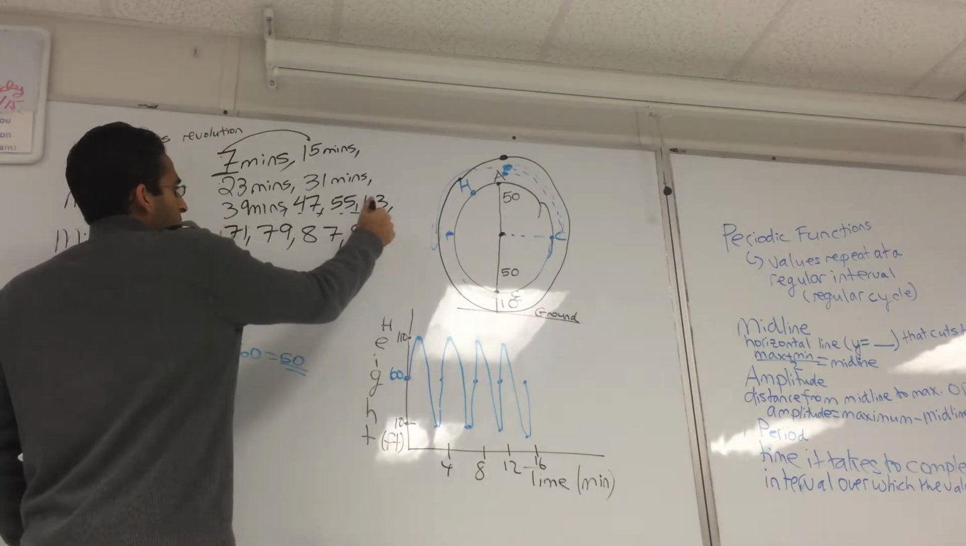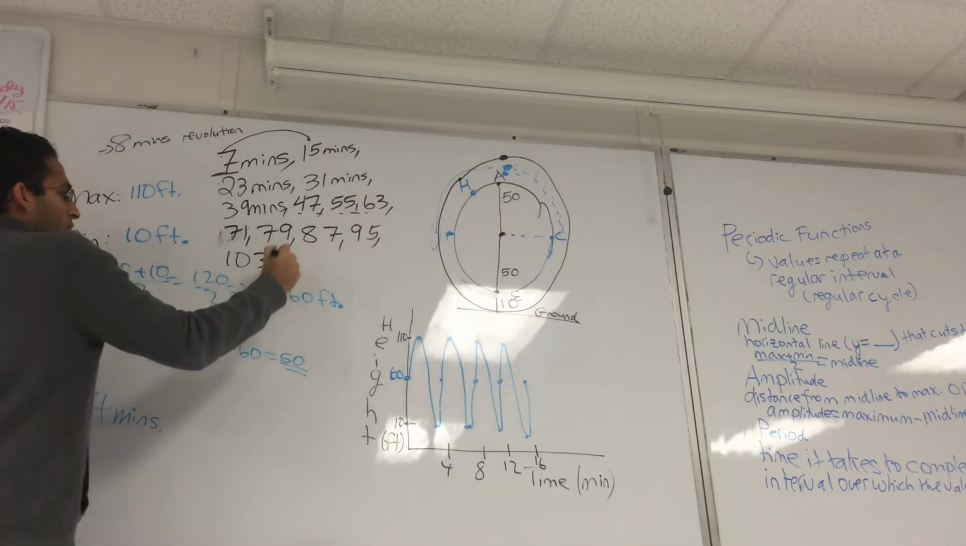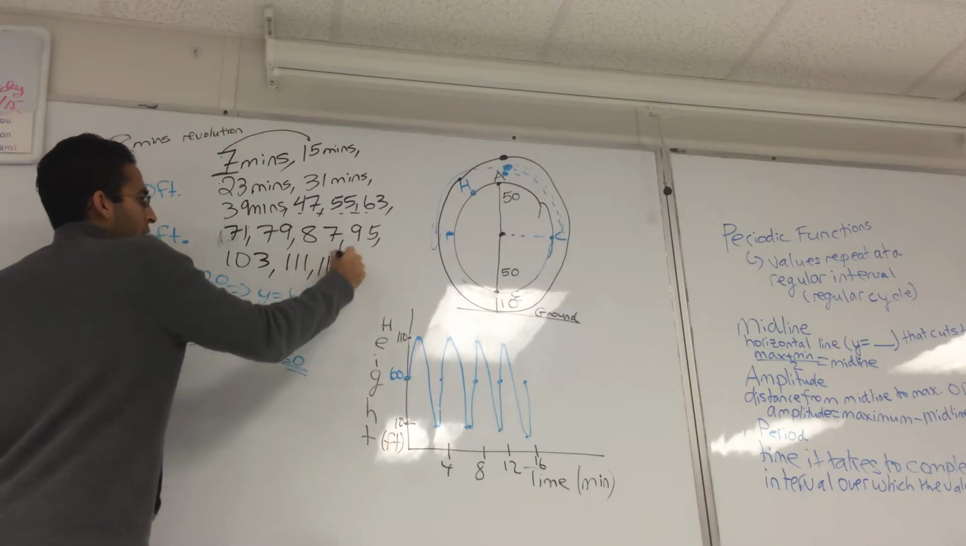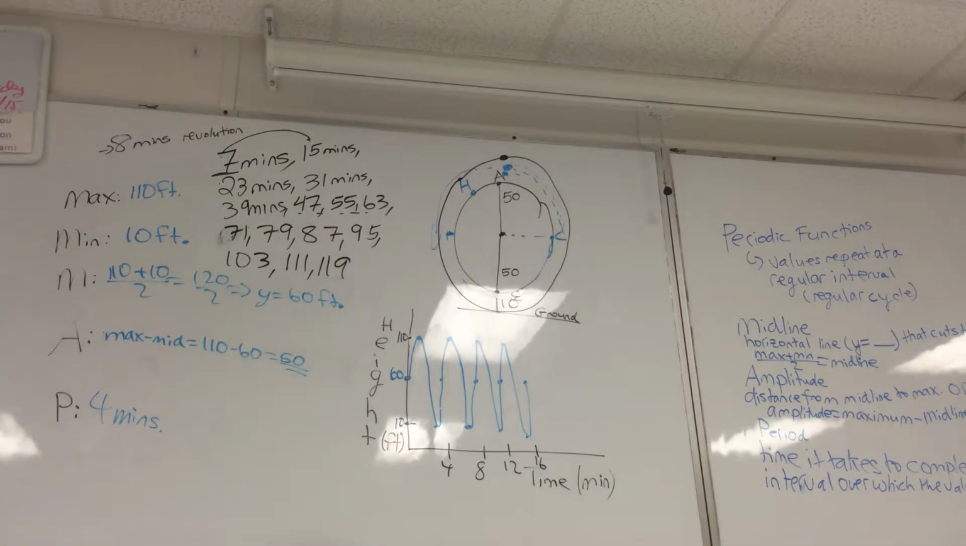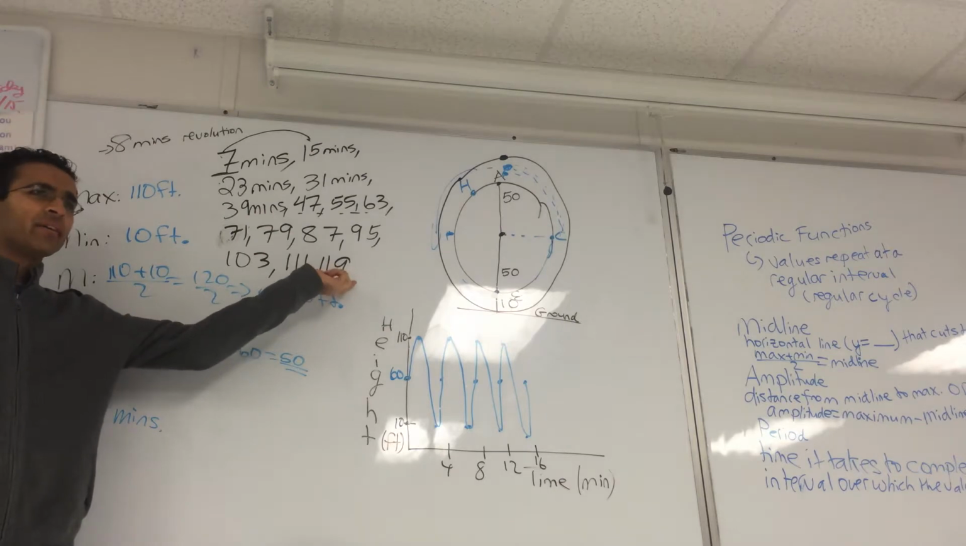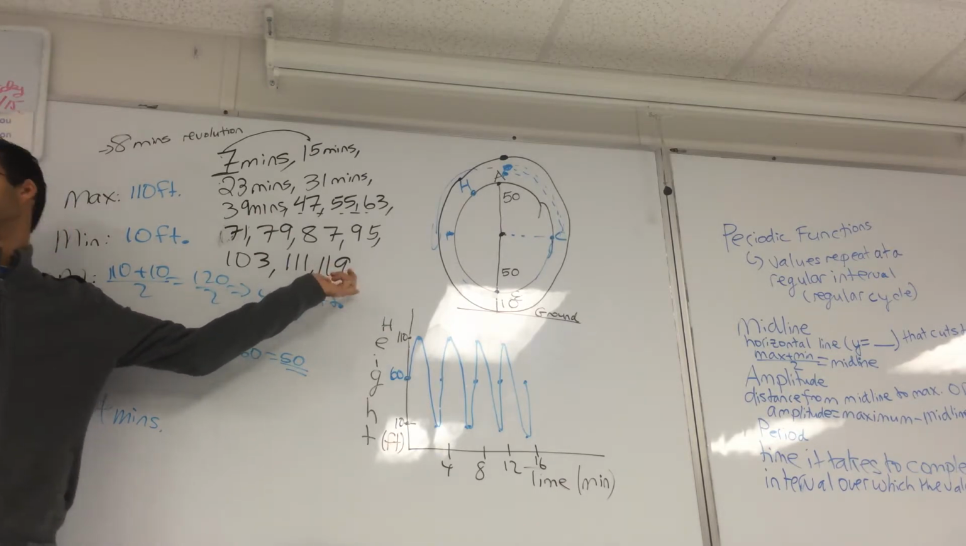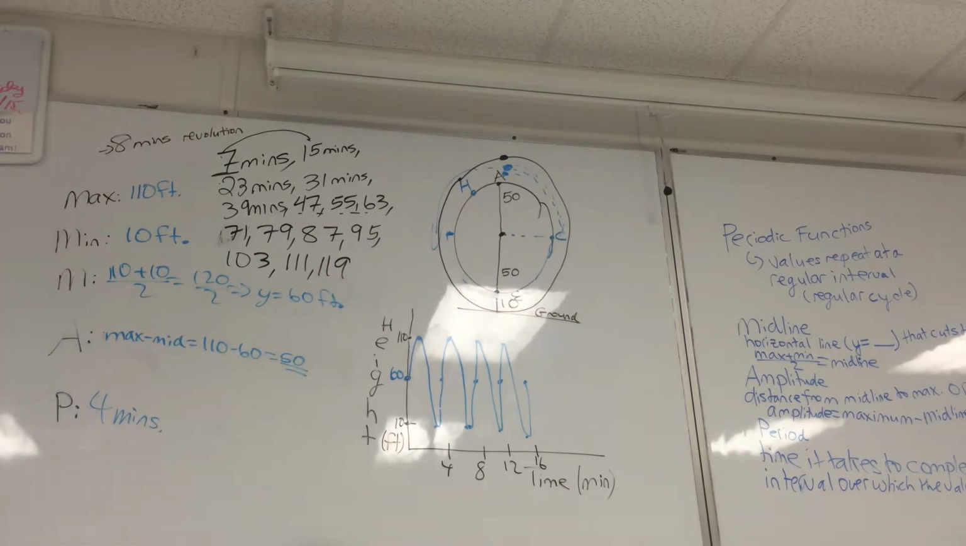This 96 should be a 95, 103, 111, 119. So this is what we should have. These are all minutes. And of course we stop at 119. Why? Because we're only going for 2 hours.